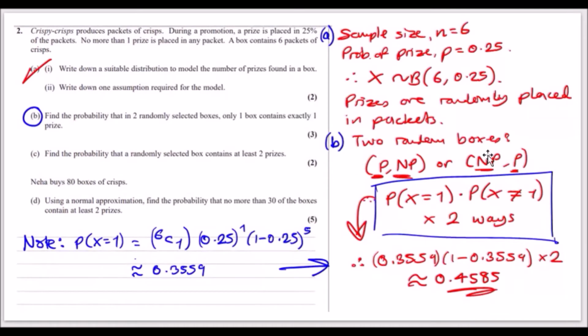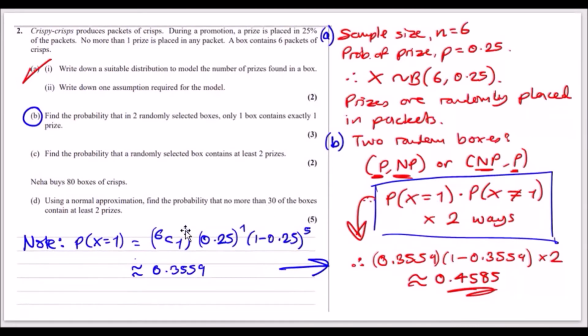So what this actually means is the probability of getting 1 times the probability of not getting 1, so 1 as in exactly one prize, or not one prize. And because, like I said, you've got 2 ways, we times it by 2. Now first things first, we need to actually evaluate this.